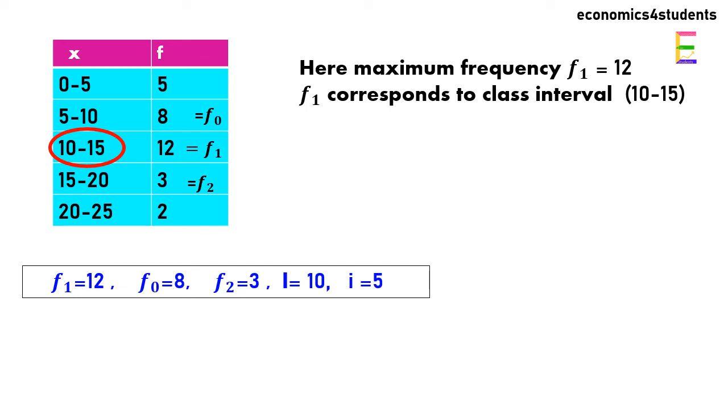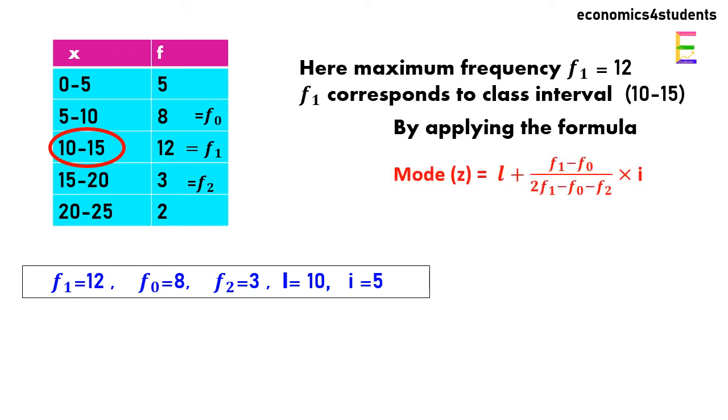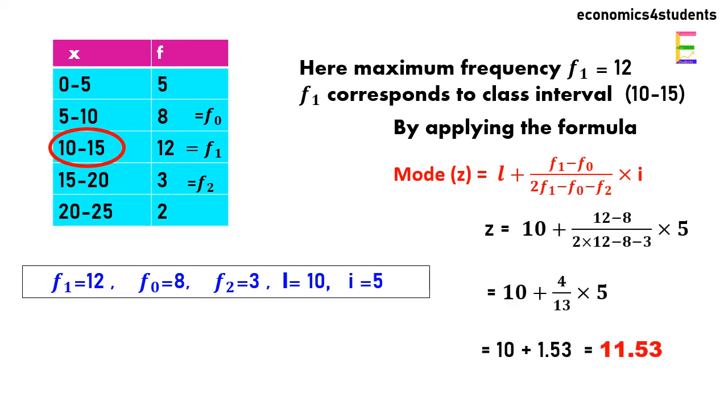Now we will write the formula for mode: L plus (f1 minus f0) by (2 f1 minus f0 minus f2) into I. We will now substitute the corresponding values of f0, f1, f2, L and I. After calculating, it is found that mode is equal to 11.53.